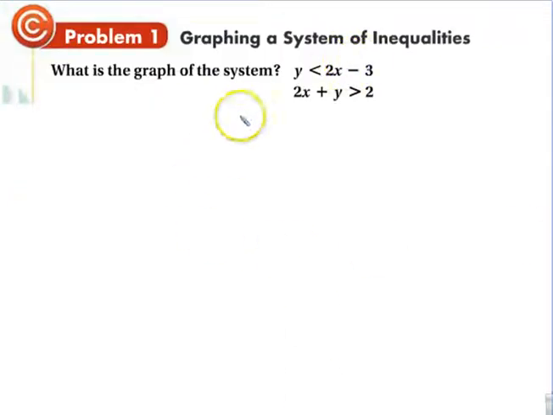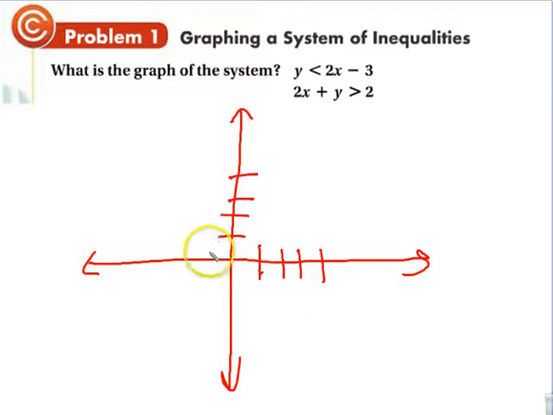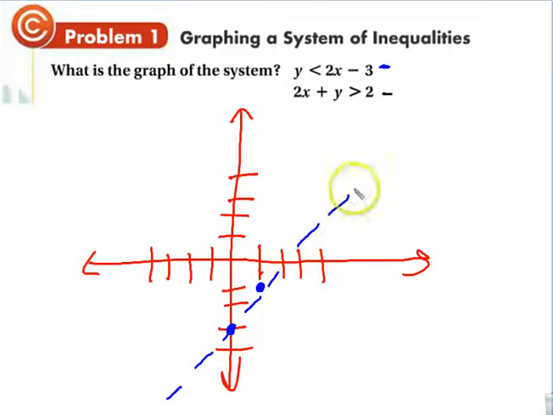I'm going to go ahead and draw my coordinate plane. A little funky, but that's all right. Just put a bunch of points on it. Okay, so this one's going to be blue, and we'll graph this one in black. So let's graph this one. -3, then up 2 and over 1. This one is less than, so it's a dotted line. Okay, we'll shade here in just a minute.